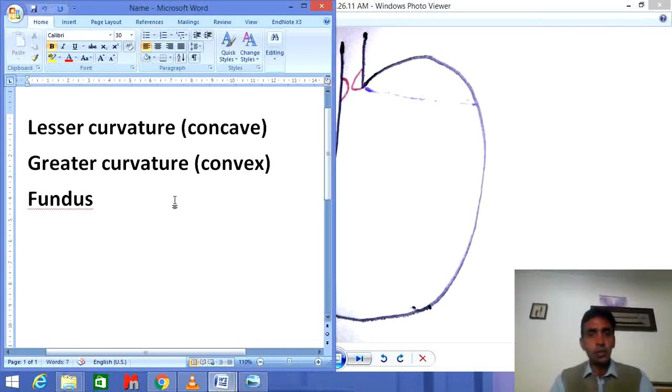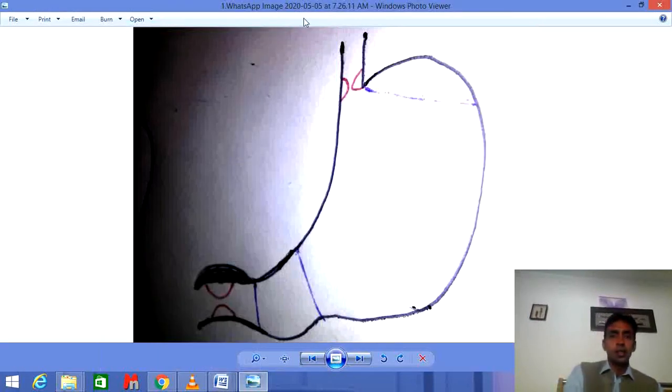The fundus is responsible for it actually accommodates the gases which are present inside the stomach. The fundus is responsible for the accommodation of gases. So this is responsible for the accommodation of gases inside the stomach.